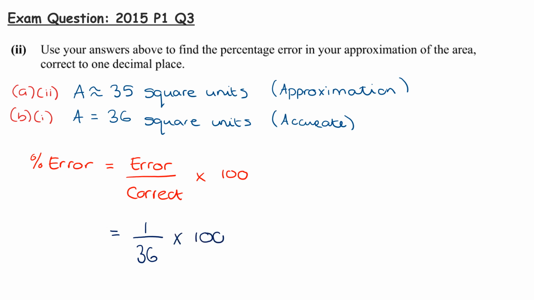And you multiply that by 100, or 100 over 1. It's the same thing, just over 100 makes life a little bit easier. So when you go to your calculator and do that, you want to change it to a decimal, they want it correct to one decimal place. We get 2.7777, which is 2.8%, which is our percentage error.